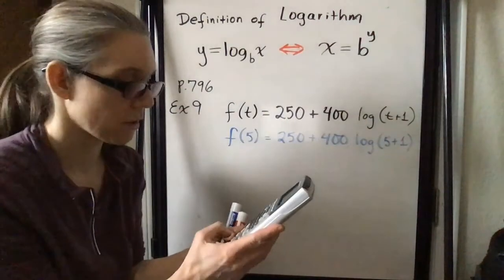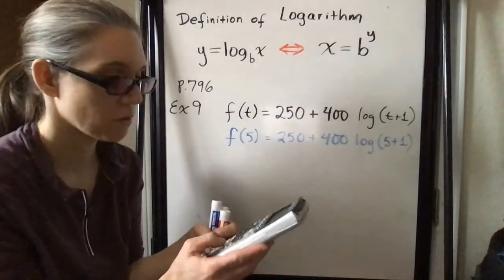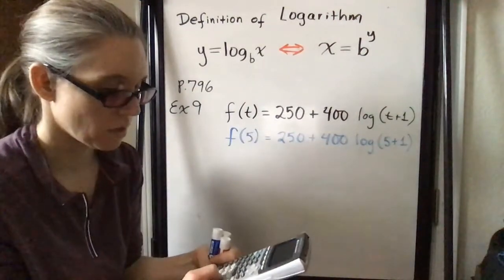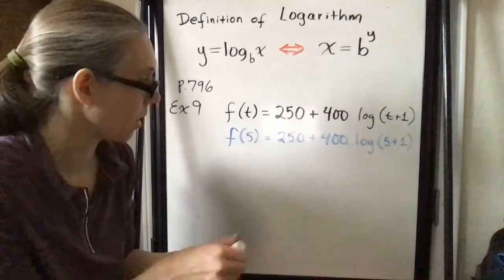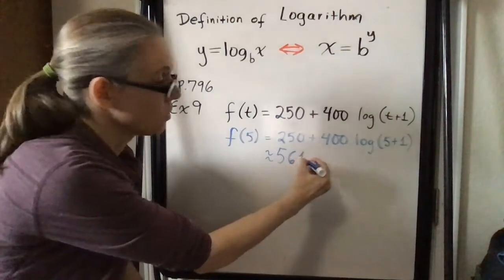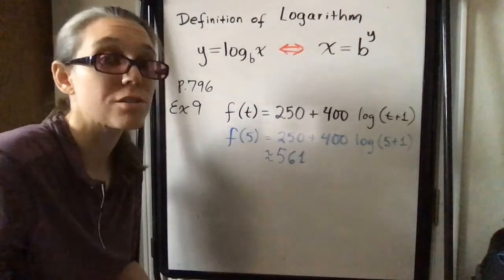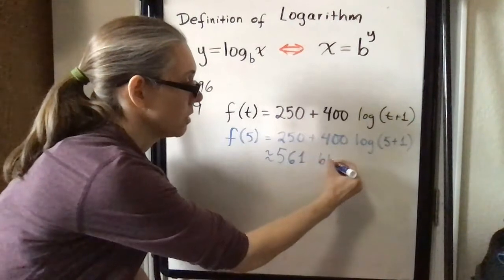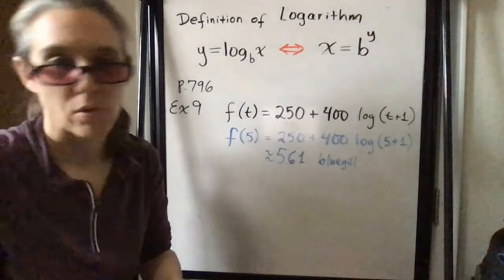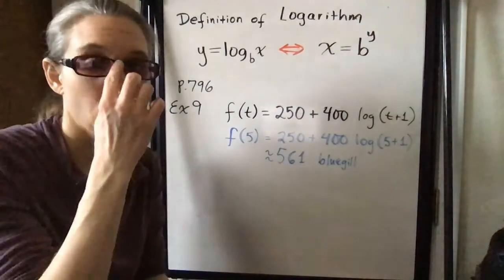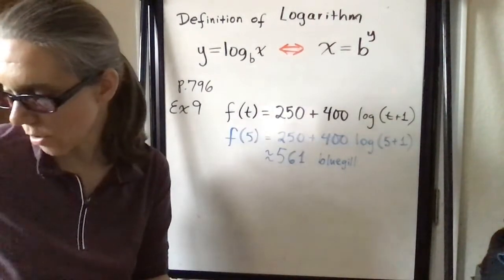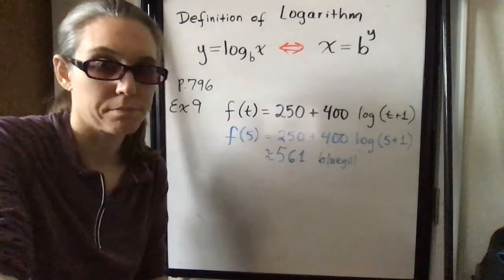Then you just type it in the calculator. 250 plus 400 times log 5 plus 1 is 6, so log of 6. And then I end up with 561. It's reasonable to round to the nearest whole fish. Okay, so 561 bluegill. So don't give me a fraction of catfish. Round to the nearest catfish. Okay, so that covers 9.4, and next we move on to 9.5.